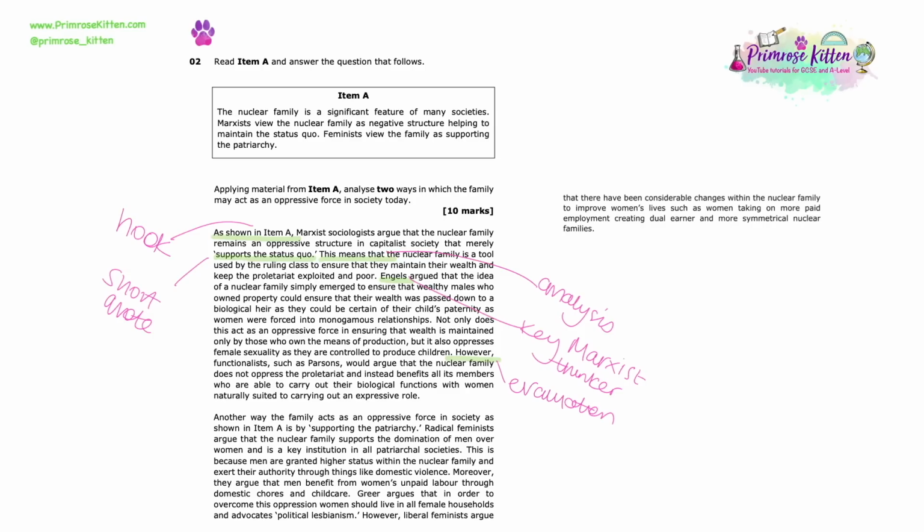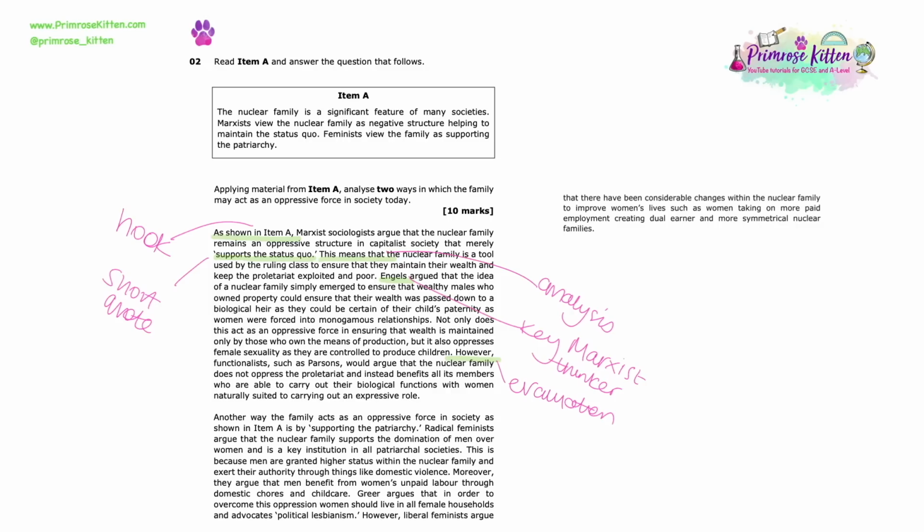Let's have a look at the second paragraph. Another way the family acts as an oppressive force in society, as shown in item A, is by supporting the patriarchy. Radical feminists argue that the nuclear family supports the domination of men over women and is a key institution in all patriarchal societies.